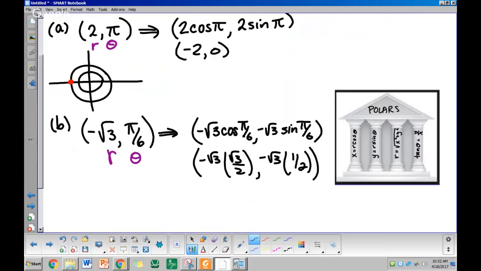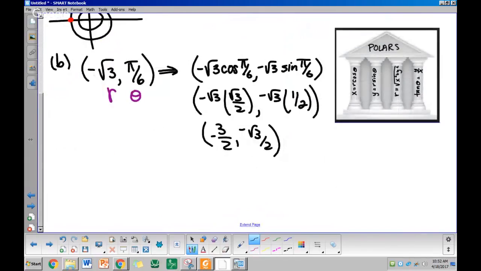Right? √3 over 2. Somebody said 1/2, √3 over 2. Okay, did you guys say it right? So what does this turn out to be? This is -3 over 2, and then negative root 3 over 2, -√3 over 2.